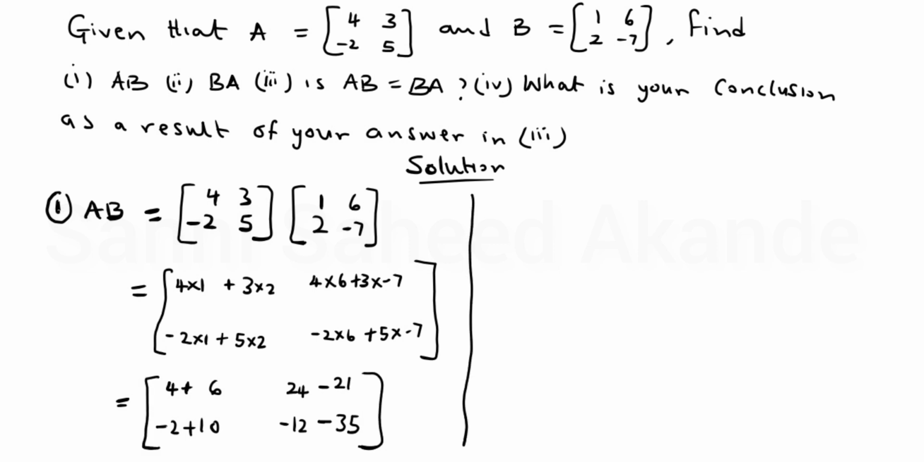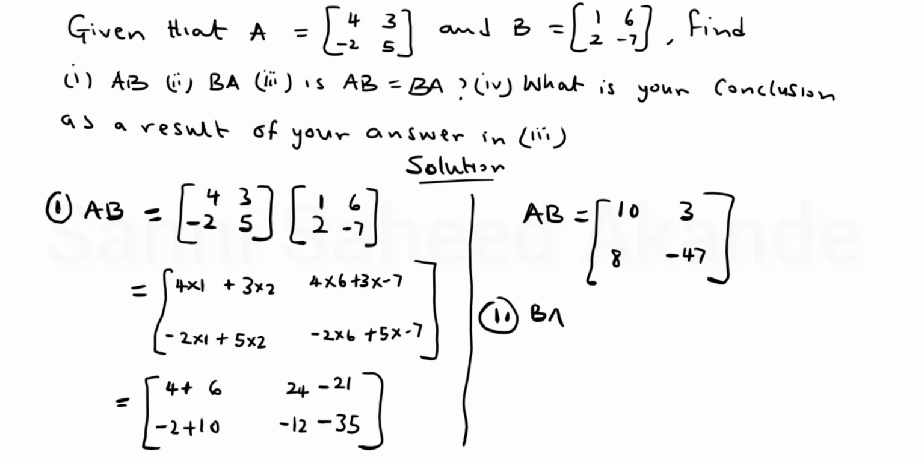So AB will now be equal to 4 plus 6 will give us 10. Then 24 minus 21 will give us 3. Then minus 2 plus 10, that will give us 8. Then minus 12 minus 35 will give us minus 47. Okay, so this is the answer to Roman figure 1. Then Roman figure 2, we want to find the B times A.